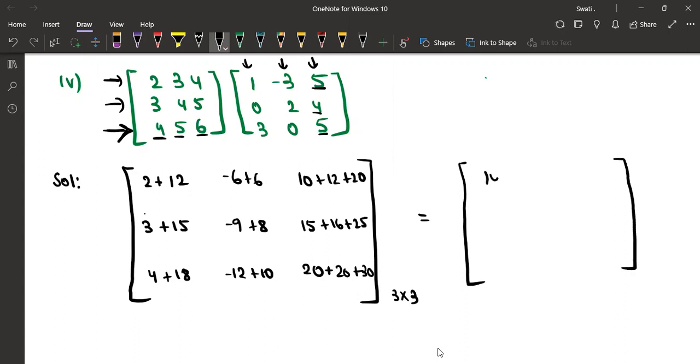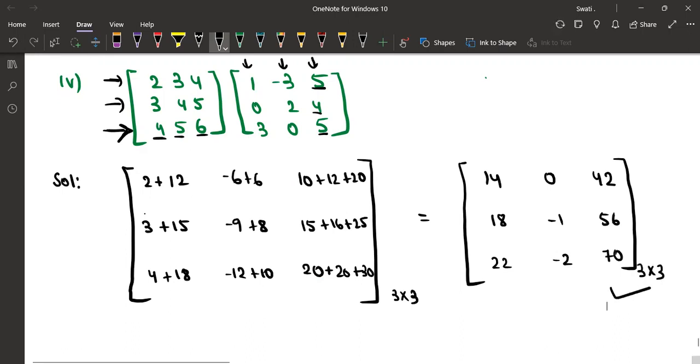12 plus 2, 14, minus 6 plus 6, 0. 10 plus 20, 30, 30 plus 12, 42. Next is 3 plus 15, that is 18, minus 9 plus 8, that is minus 1. Now we have 25 plus 15, that is 40, 40 plus 16, that is 56. Next, we have 18 plus 4, that is 22, minus 12 plus 10, minus 2, and then 20, 20, 40 plus 30, 70. And this is our answer.